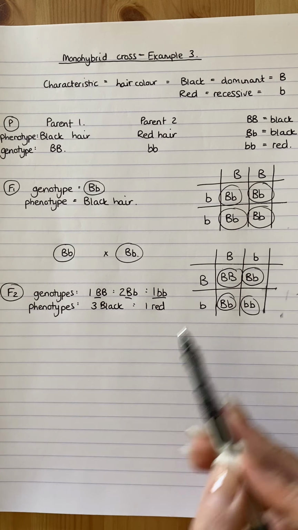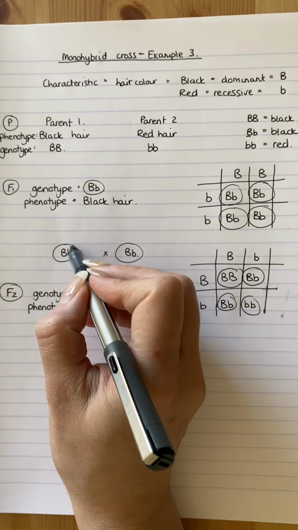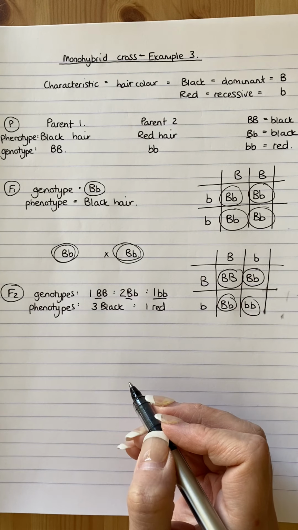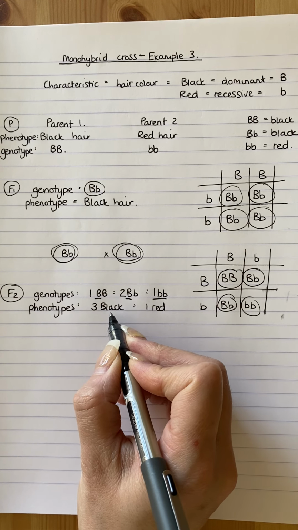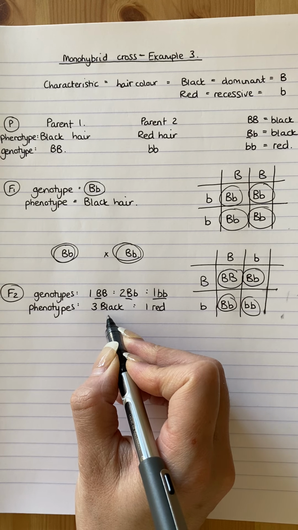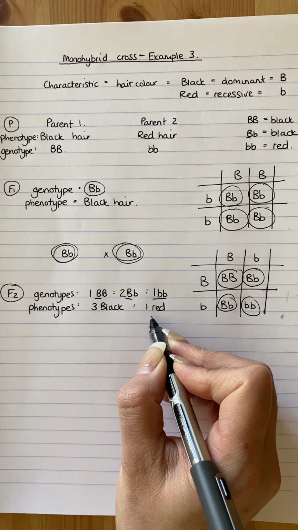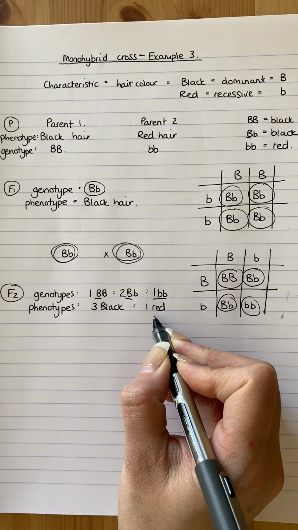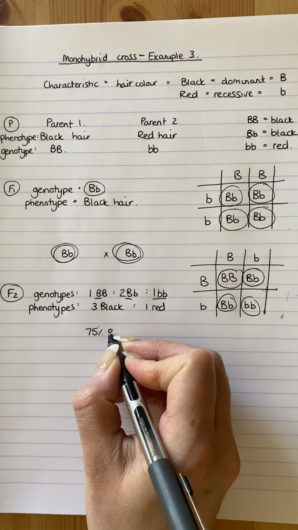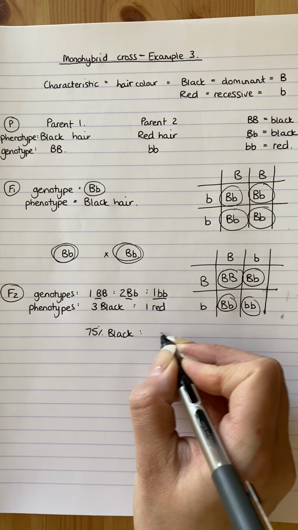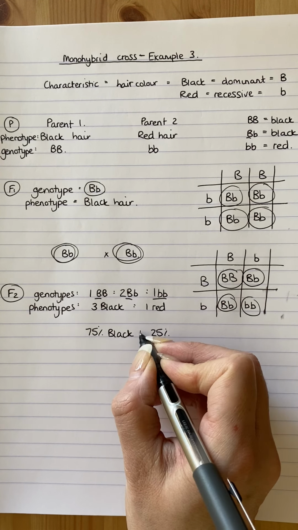Now that means that any child that these 2 have, there's a 3 in 4 chance, a 75% chance that they'd be black-haired. Okay, or a 1 in 4 or a 25% chance of them being red-haired. So 75% black to 25% red, okay?